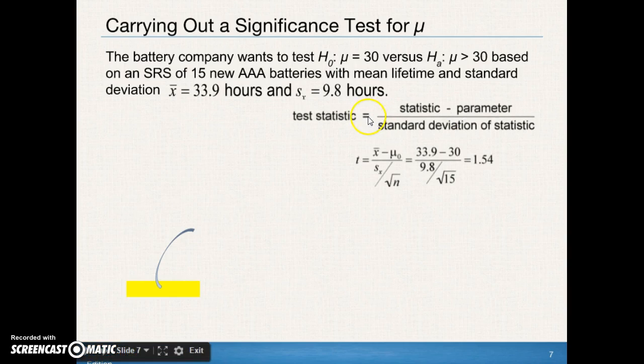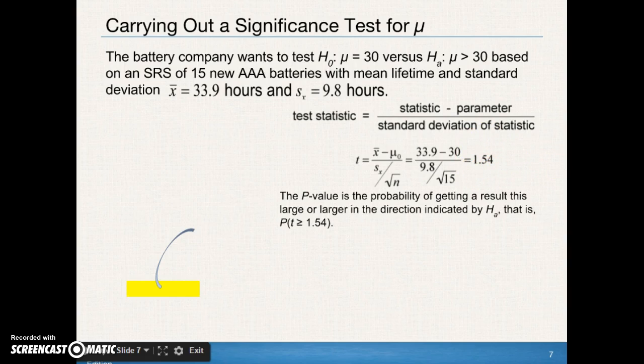So the first thing is to, again, use our formula. Here's that formula I told you to write down. Plug in your values, 33.9 minus 30, standard deviation divided by the square root of n, and we get our test statistic t. Okay, so we need to figure out, again, a p-value. That was sort of our last step. The p-value is the probability of getting a result this large, the 33.9, or larger in the direction of your hypothesis. That's why they say larger.